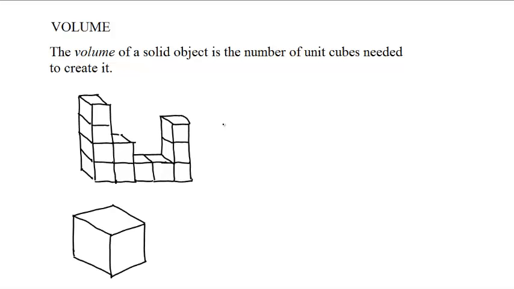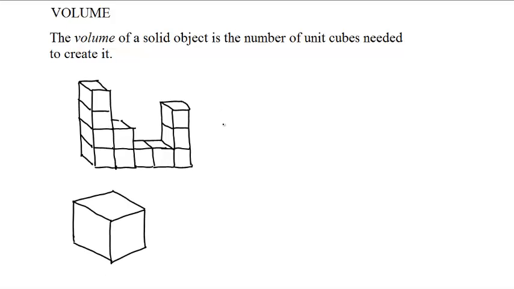Pretty simple. In general, what is a unit cube? A unit cube is a cube, and a unit is whatever you use to measure. So if this is 1 inch by 1 inch by 1 inch, then it is an inch times an inch times an inch. This is a cubic inch.